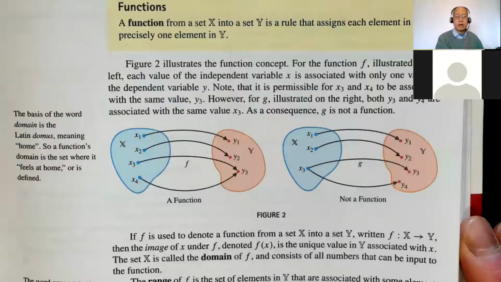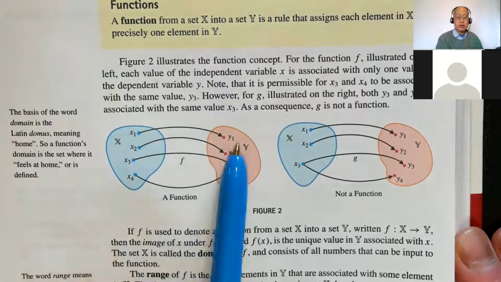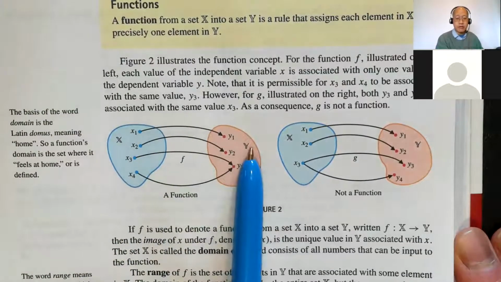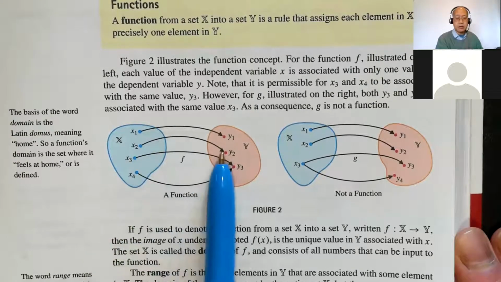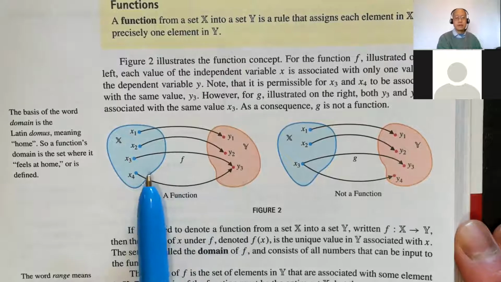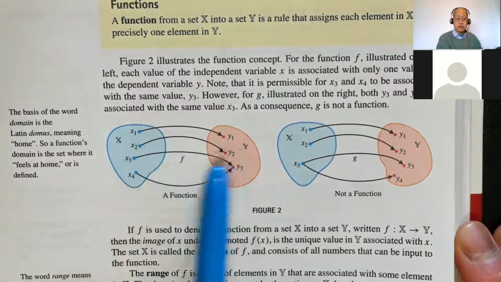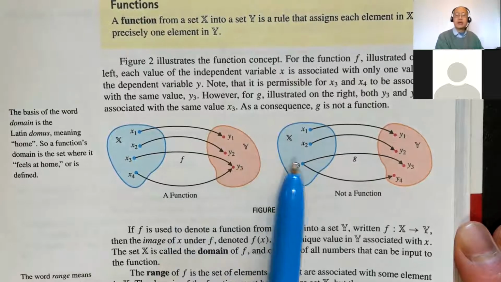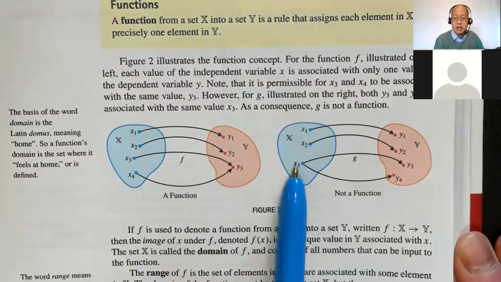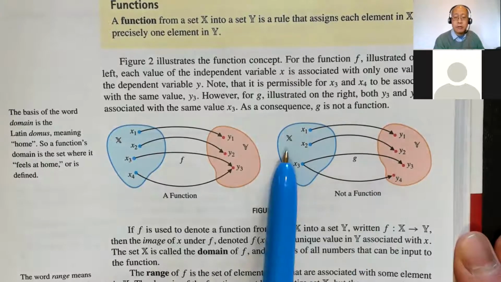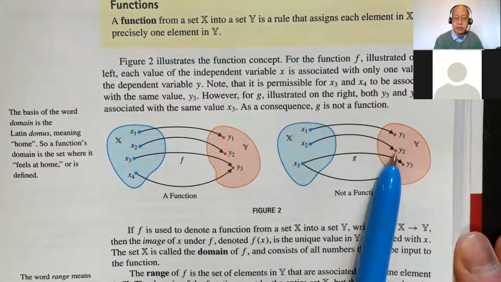Okay, so for a function, you might recall a single x value can only give you one y value. So all of these can only have one number over here. So x1 goes to y1, x2 goes to y2, x3 goes to y3, x4 goes to y3. That's okay. So nothing here goes to two different values. That's a function. This would not be a function because x3 goes to y3 and also y4, right? So one item here can only go to one item here.